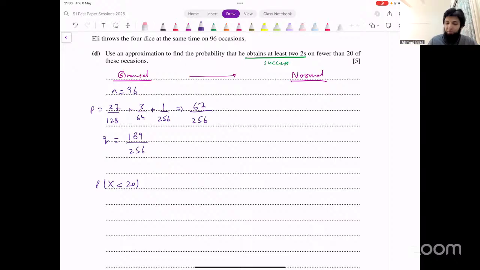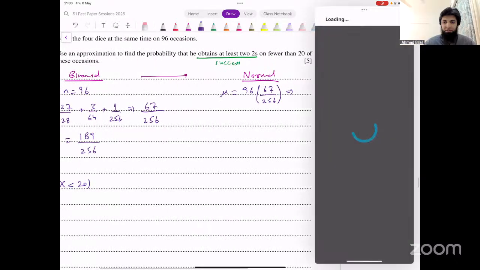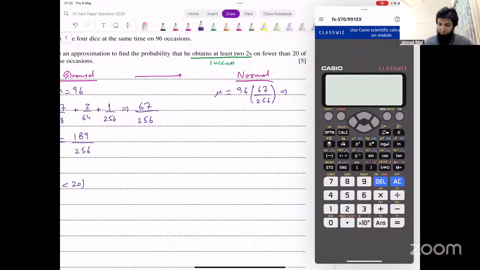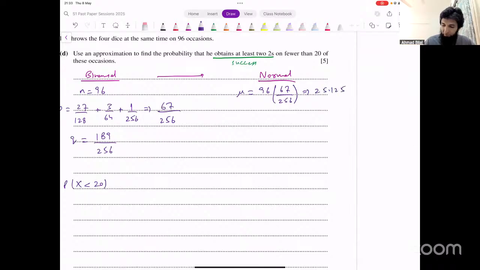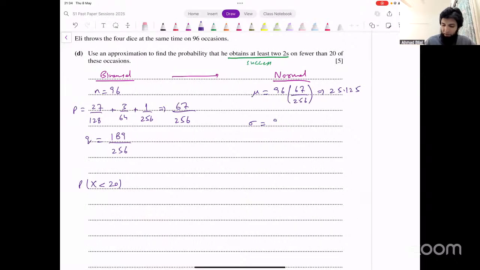Now, when you convert it to normal, we have to find the mean of the distribution. Mean is given by n times p, so that's 96 times 67 over 256. What do we get from this? 25.125. Okay, thank you. Standard deviation, square root of npq, that will be 96 into 67 over 256 into 189 over 256, and then square root of that whole thing. What's this value? 4.306. Minimum 4 significant figures. 4.306.